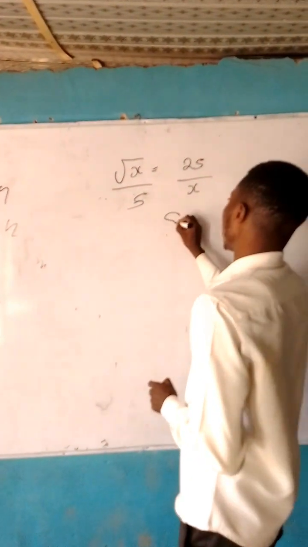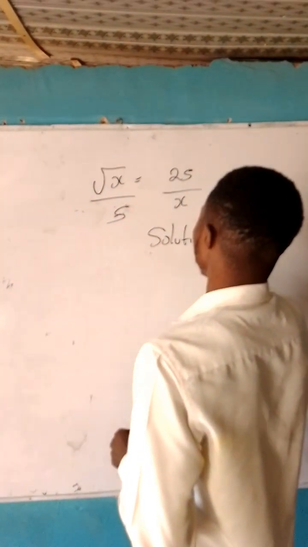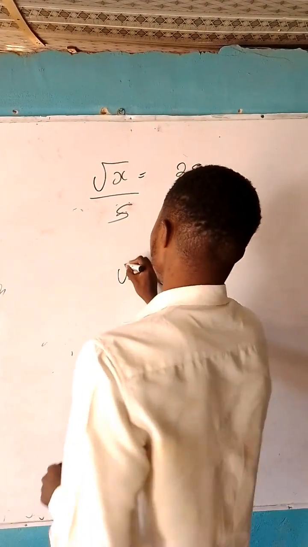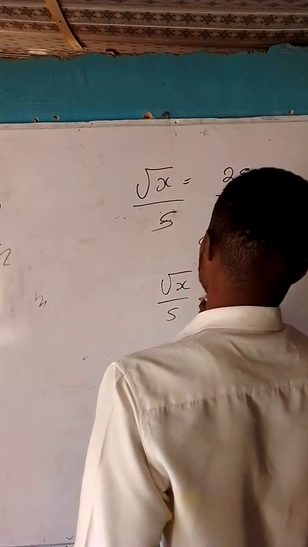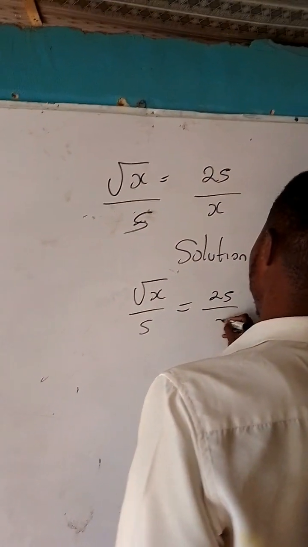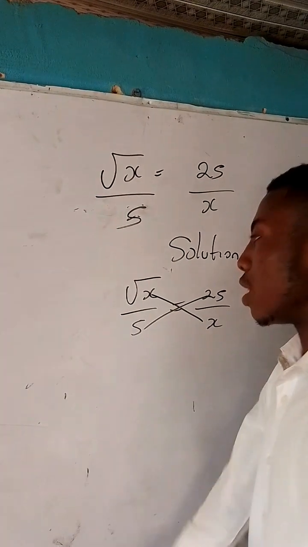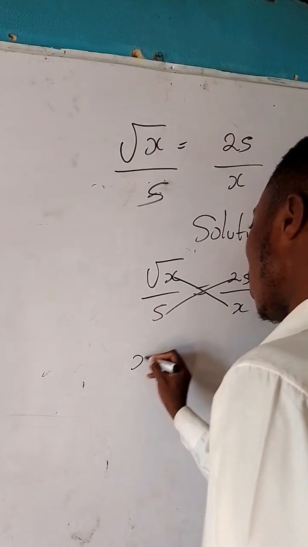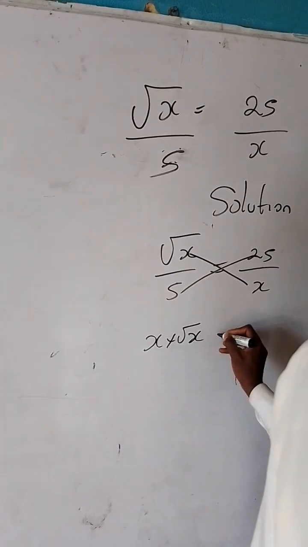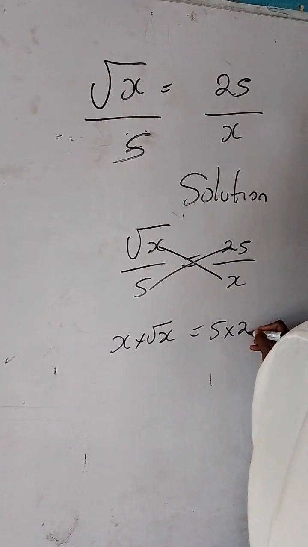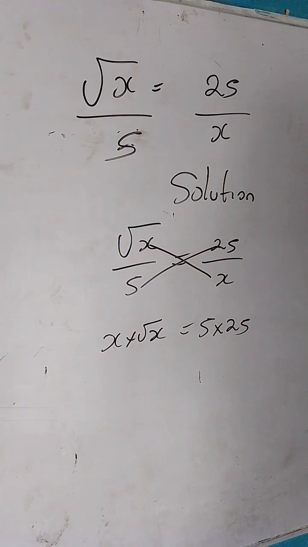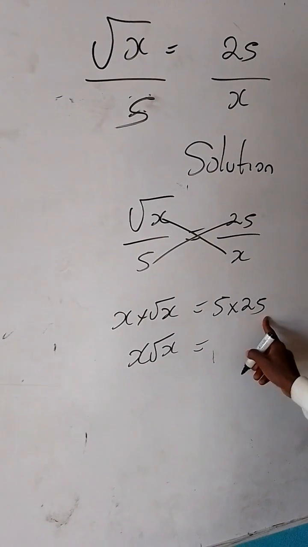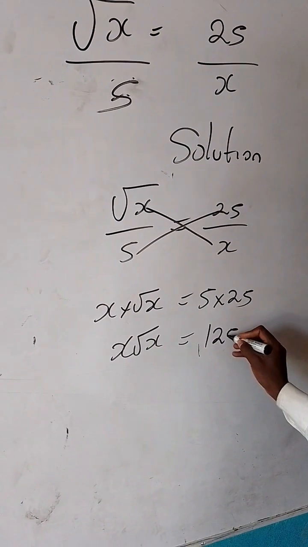Question. So our solution is going to be this. First of all, if we have an equal sign separating two fractions, what we're going to do is just cross multiply. So let me write my question here. You cross multiply, so you now have this particular thing multiplying this. You now have x times square root of x equals 5 times 25. So what are you going to get next? You now have x square root of x equals 5 times 25, which is going to give you 125.